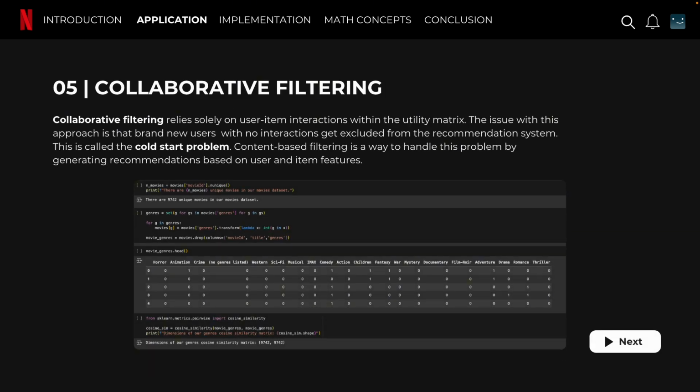Collaborative filtering focuses on user item interaction in the utility matrix. However, it faces the cold start problem, where new users or items with insufficient interaction data are excluded. Content-based filtering can help mitigate this issue by leveraging user and item features to generate recommendations.